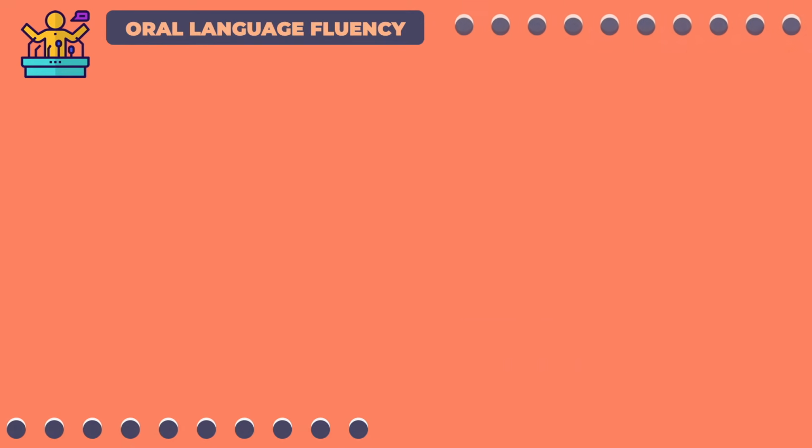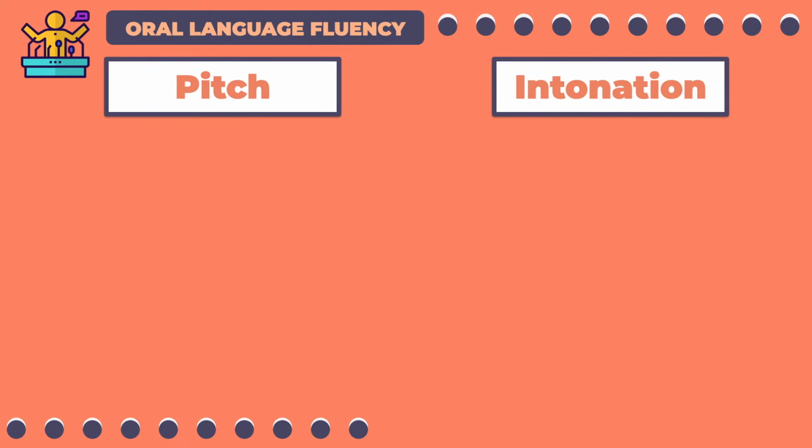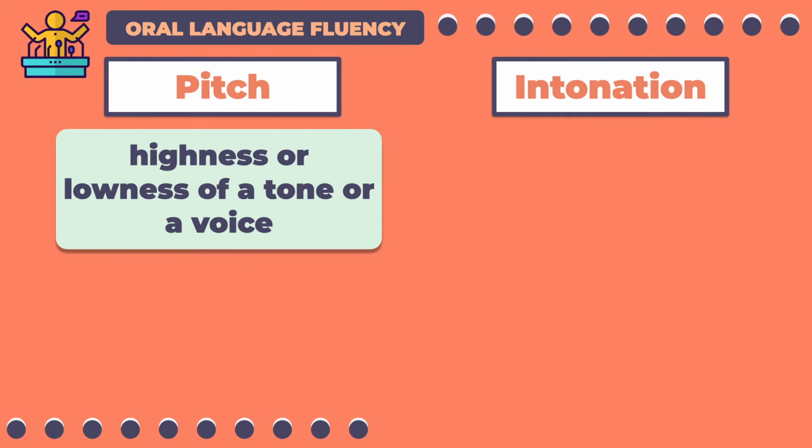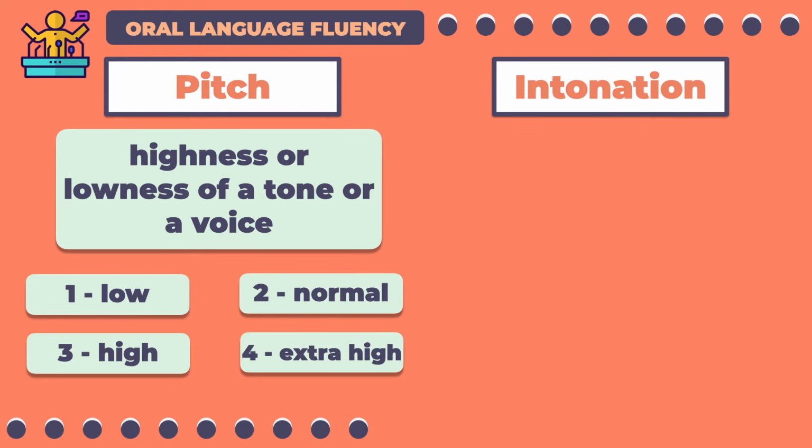We're now done with one of the prosodic features of speech. This time, let's proceed with two factors that good speakers use to convey a variety of tunes. These are pitch and intonation. Pitch is the highness or lowness of a tone or a voice. There are four tunes or levels in English. They are low, normal, high, and extra high. We normally speak using the three levels. The extra high level is used to express extreme emotion, like anger, excitement, surprise, fear, and joy.